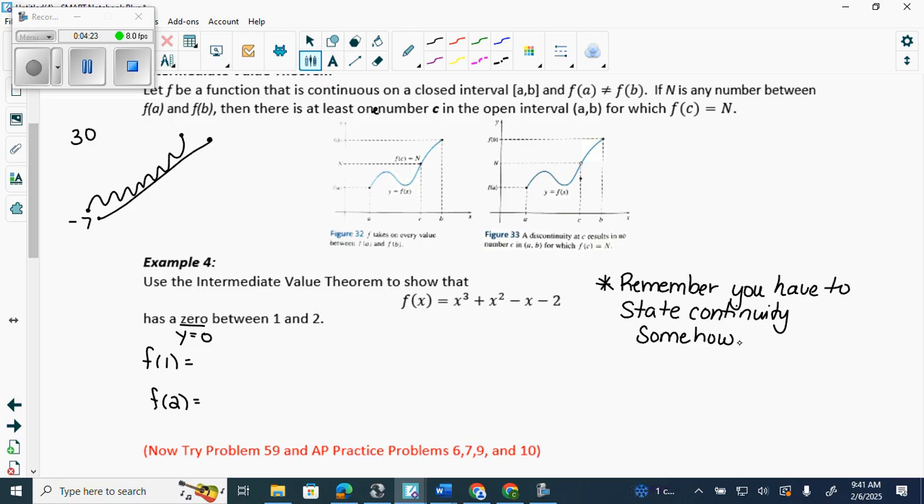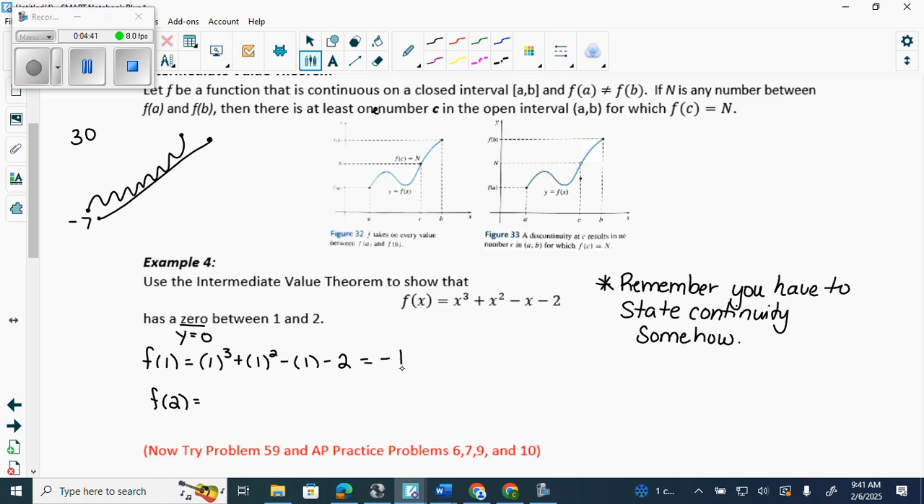So we need to find our values first. Let's find f of 1. So it's just direct substitution. We have 1 cubed plus 1 squared minus 1 minus 2. So we get 1 minus 2, which is -1.